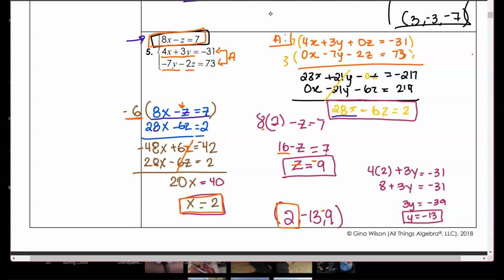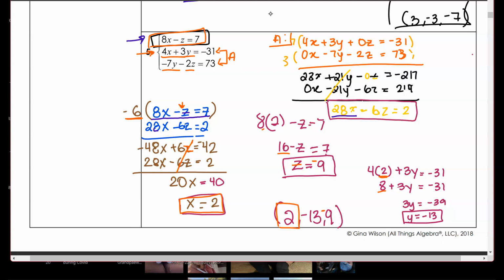And so now I'm left with finding out what that y value is. So I go back to my original equations, and the one that I selected was this one right here. I could have selected the last one if I wanted to. So I'm going to go ahead and plug it in. I know that x equals 2, so I plugged in the 2. 4 times 2 gives me 8, plus 3y equals negative 31.